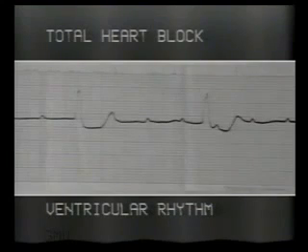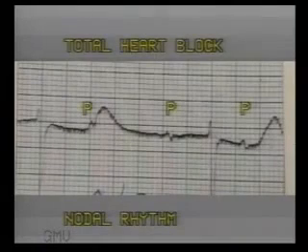In contrast, in this ECG the QRS complexes are wide and bizarre, occurring at regular intervals, but they are not related at all to the P waves, which have their own rhythm. This is complete heart block with ventricular rhythm.